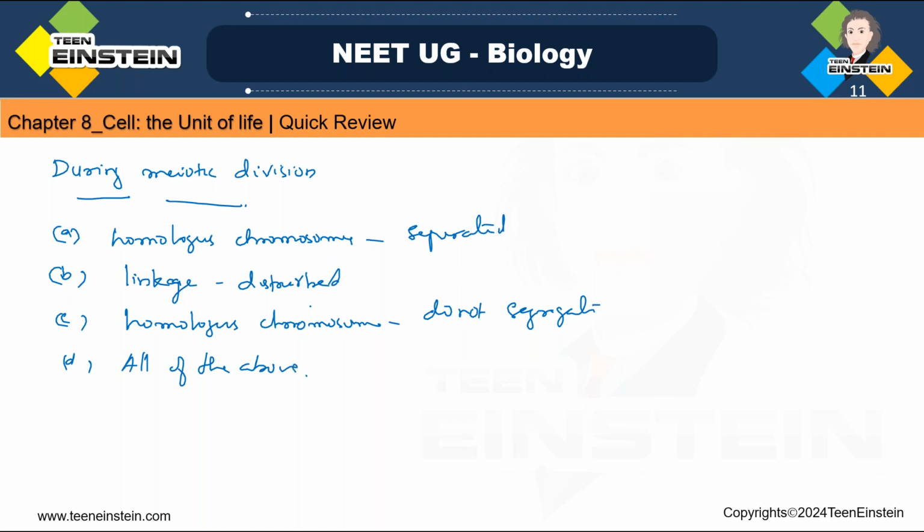So here, to write this question on meiotic division, you need to learn all the sequences of that process. See, in meiotic division, homologous chromosomes will pair up during the zygotene stage of prophase 1, right?